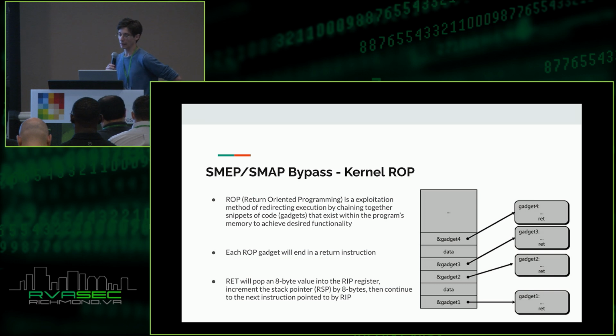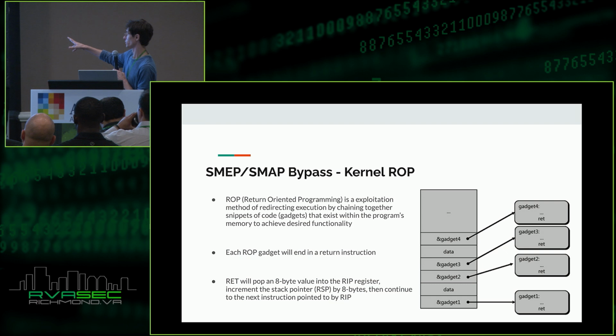All right, so how do we bypass this? If you've done CTFs before, I'm sure you're familiar with return-oriented programming, or ROP. We're just going to do kernel ROP here. Kernel ROP is an exploitation method of redirecting execution by chaining together snippets of code, which we'll call gadgets, that exist within the program's memory to achieve desired functionality. Each ROP gadget ends in a return instruction.